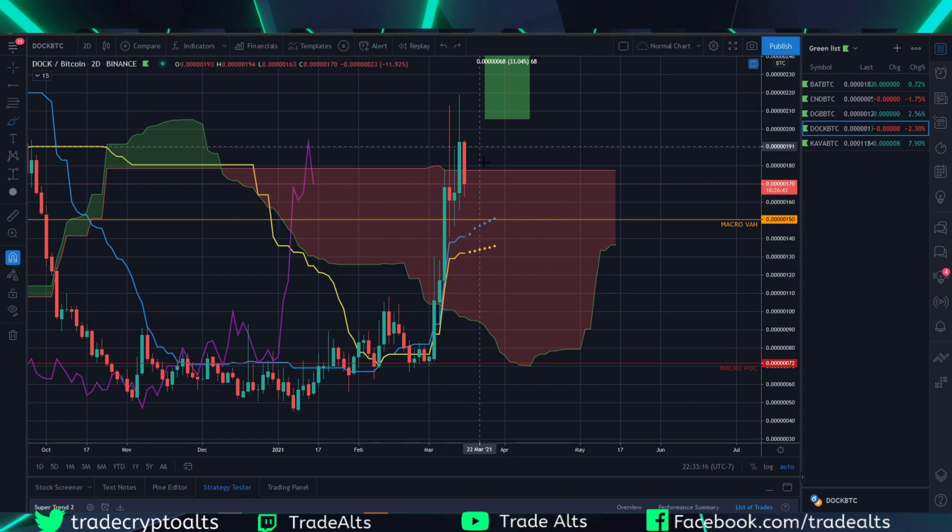But as far as I'm concerned, right now, there's no trade at all on this pairing, on this time frame. You certainly can be trading it on lower time frames, but on the 2-day, there's really nothing to be seen here.